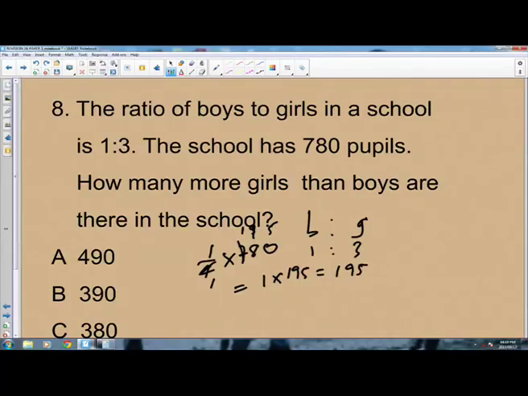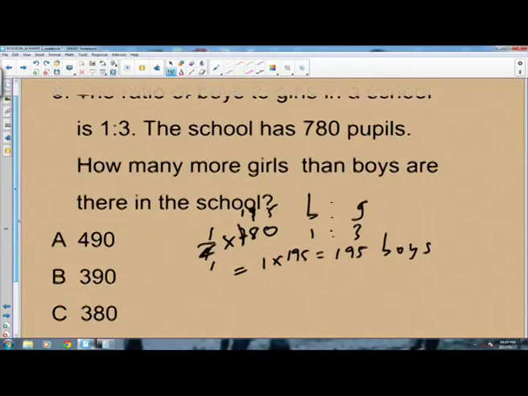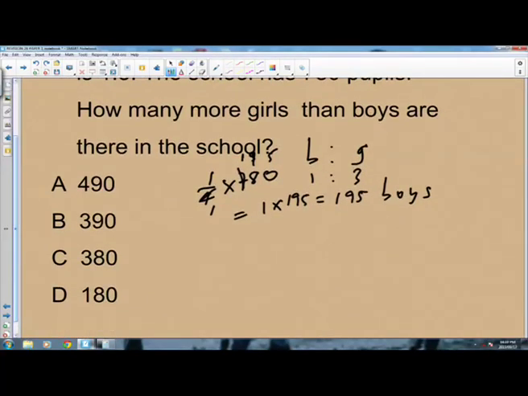And then what about the number of girls? 195 boys. The number of girls will simply be 780 minus 195. And then we can borrow 1 from the 8. This will be 10. 10 minus 5 is 5. We are remaining with a 7 here. Borrow 1 from 7. It will be 17. And then 17 minus 9. And what is 17 minus 9?